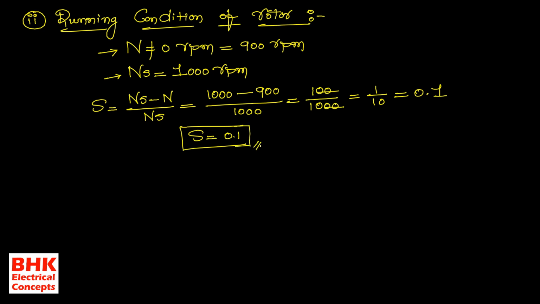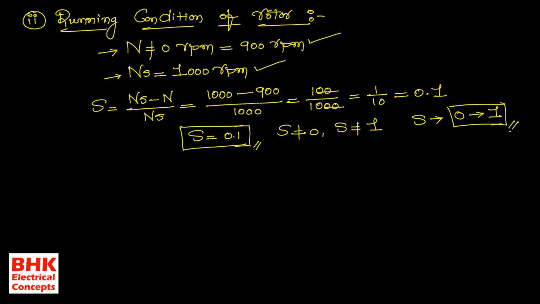The value of slip is 0.1 when the rotor is under rotating condition, when we assume the value of N is equal to 900 and synchronous speed is equal to 1000 rpm. It means that s is not equal to 0 and s is not equal to 1. You are getting some value of slip. Please remember the range of s is always from 0 to 1 only. This is the most important point: slip in an induction motor is always from 0 to 1 only.